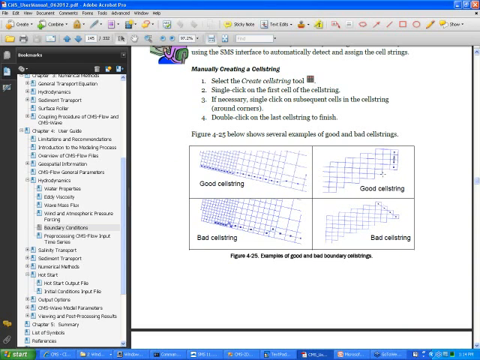On the right-hand side, you see a good cell string for a flux boundary and a bad cell string for a flux boundary. And on the left-hand side, you see an ocean or cross-shore cell string. The one on the bottom is bad because not all the cells are at the boundary, and also the cell string doesn't reach the end of the boundary.